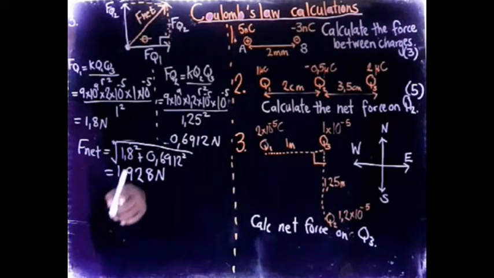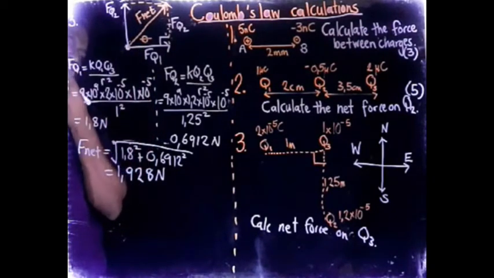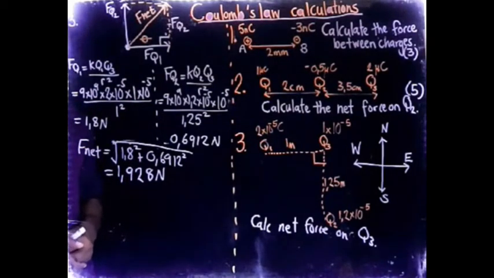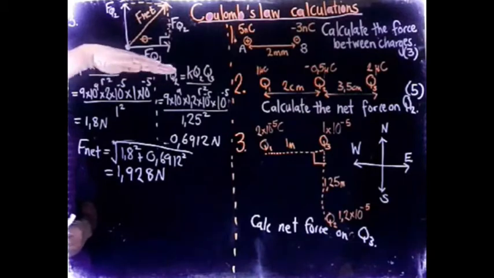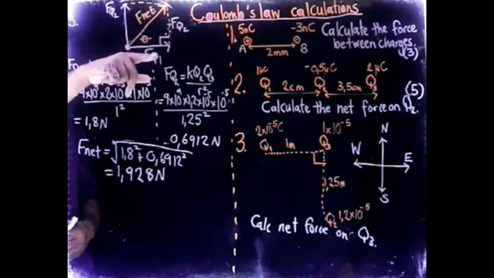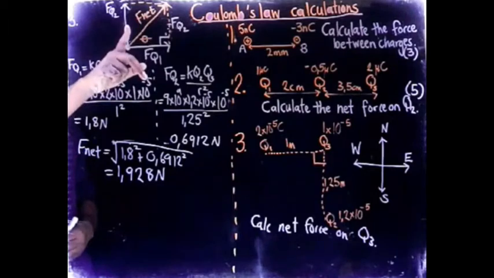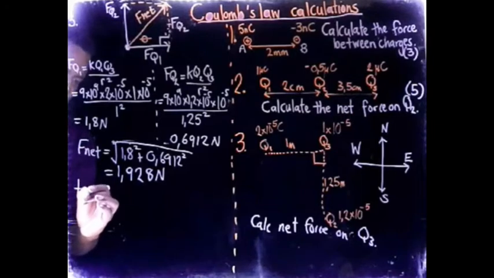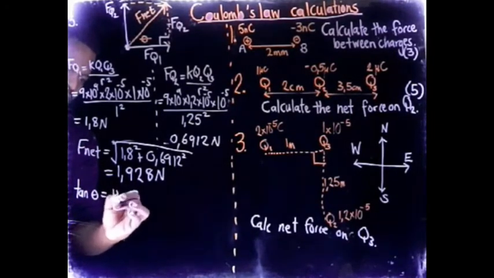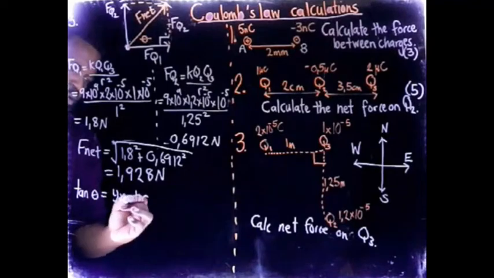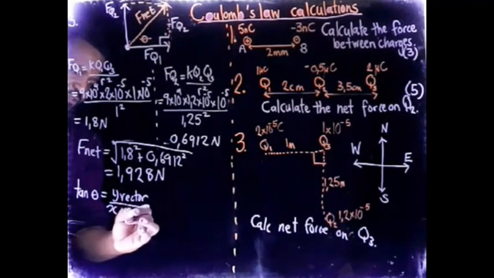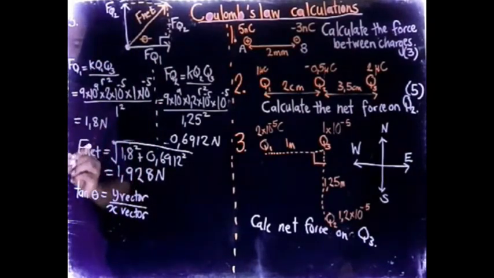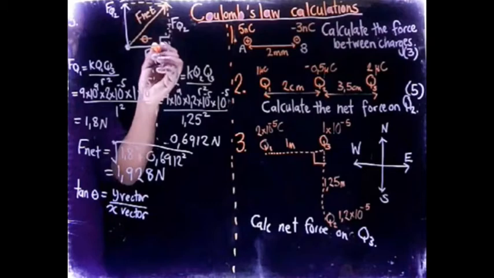Now I need the direction, the angle theta. What am I going to do? Oh yeah, use the tan. We know from our maths that if we've got an angle measured from the horizontal to a line, we can use the tan to get this angle. The tan is going to be the y over the x. So I'm going to say the tan of theta is the y vector over the x vector.